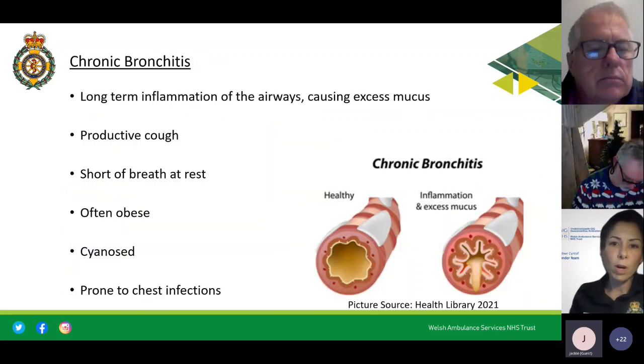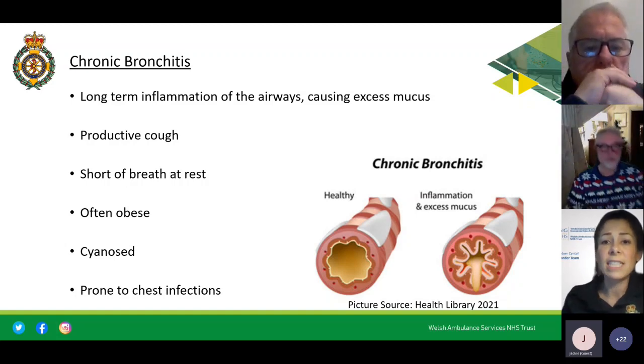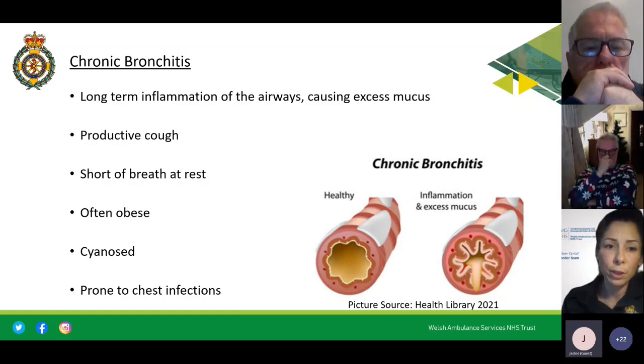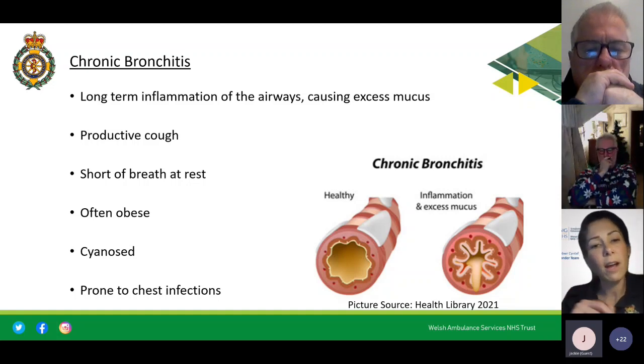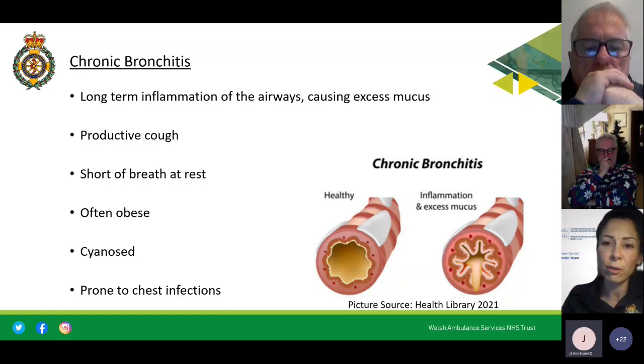Then if we look at chronic bronchitis. Chronic bronchitis is an inflammation of the lining of the bronchial tube. There's a picture there you can see of what a healthy bronchial tube will look like, and then when it's inflamed, it's got that mucus going on.